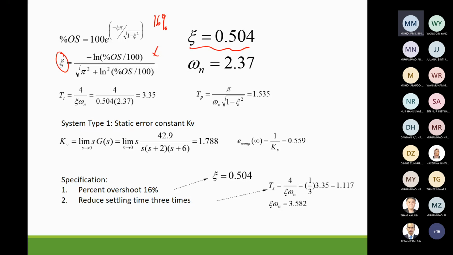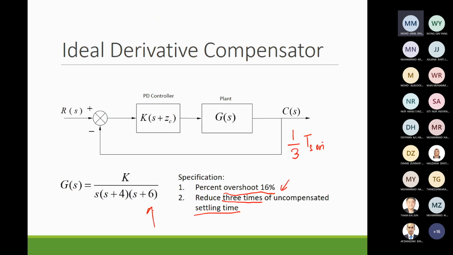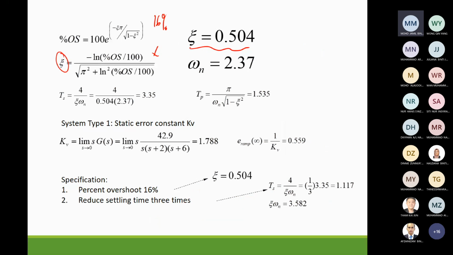Then if you use MATLAB and plot the transfer function into a root locus, you can determine the settling time and also the omega n. But I will show you later how to determine this in MATLAB. So this is the TS for the original system.